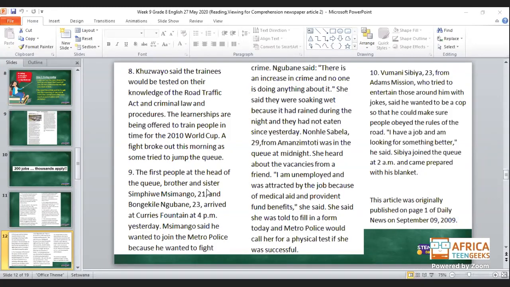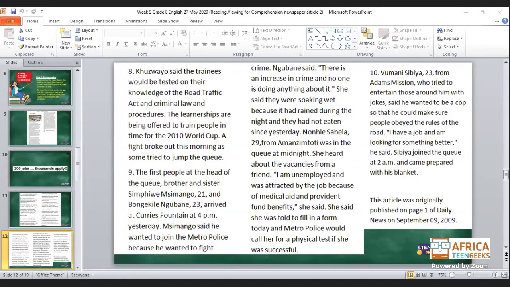Mtolo Sabele, 29, from Amanzimtoti, joined the queue at midnight. She heard about the vacancies from a friend. I am unemployed and I was attracted by the job because of medical aid and provident fund benefits, she said. She said she was told to fill in a form today and Metro Police would call her for the physical test if she was successful.